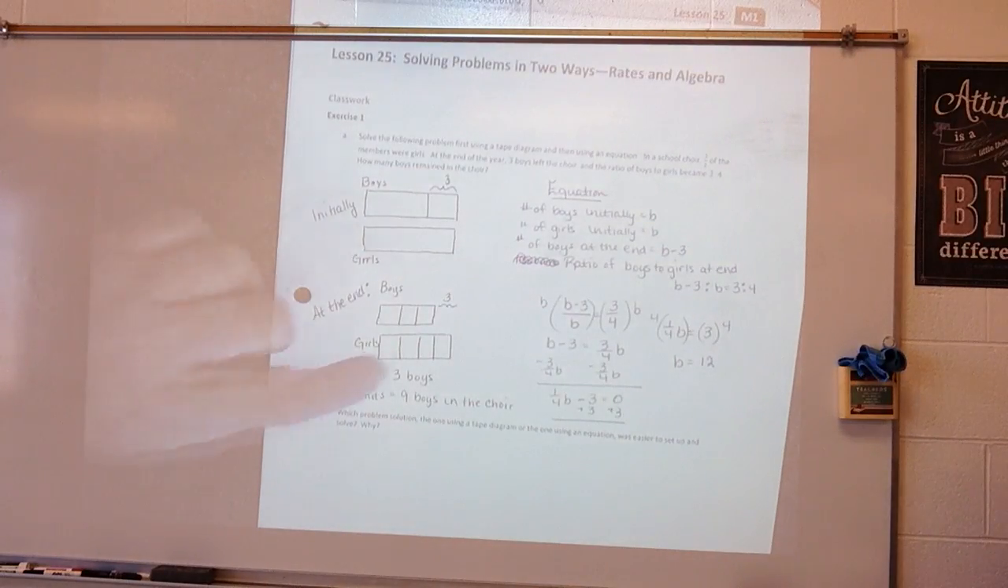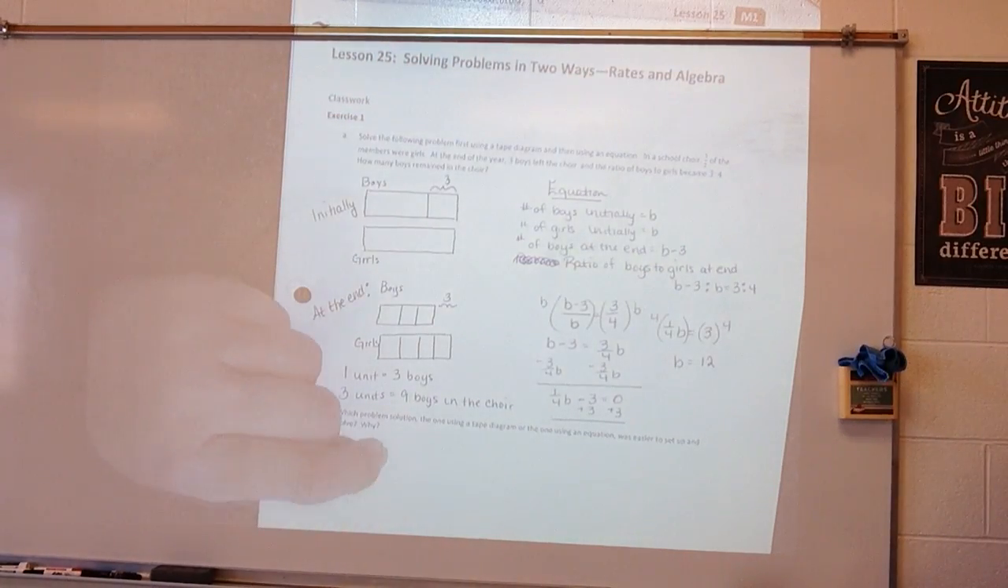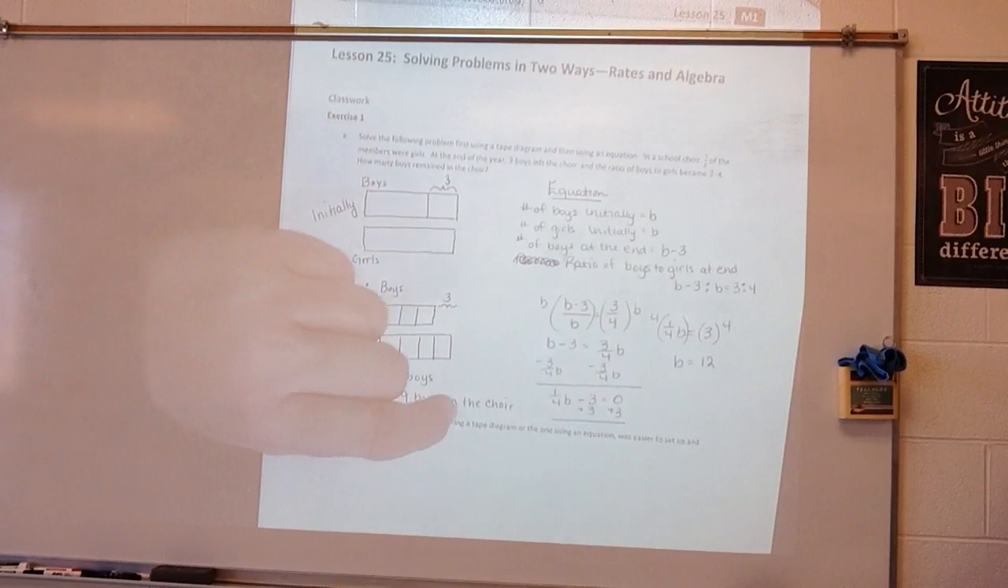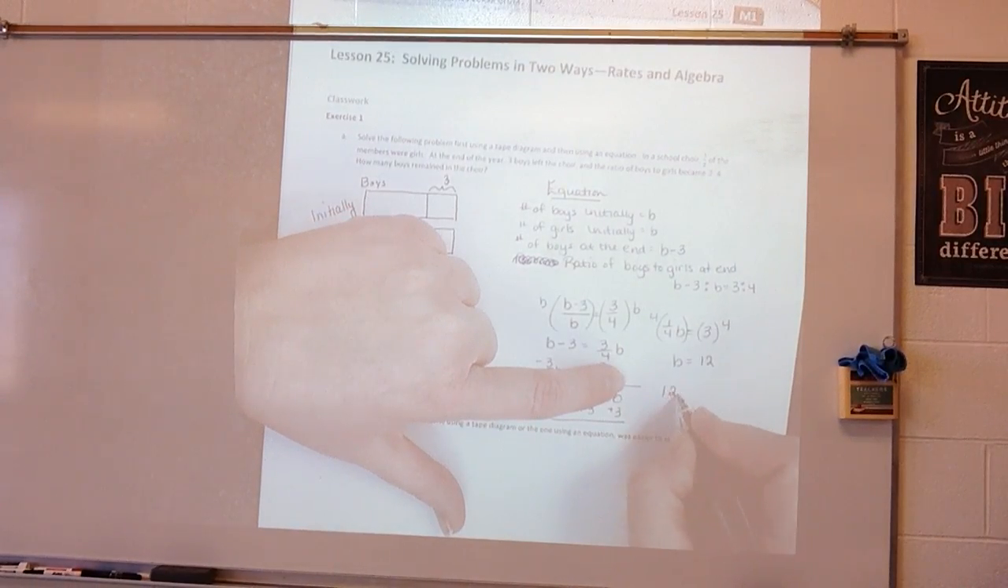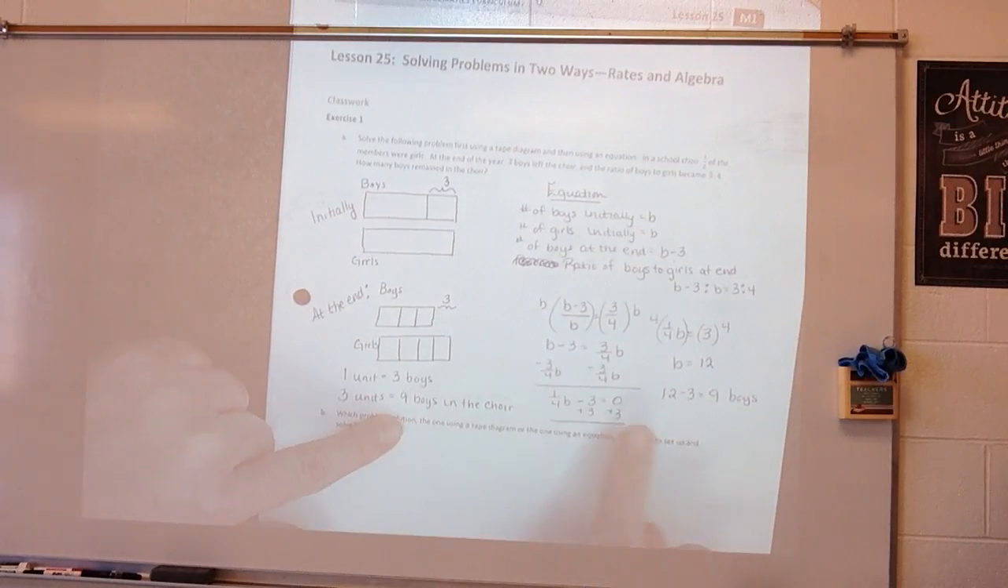Alright, so think about this, guys. B is the number of girls. So there were 12 girls, which means 12 minus 3 means there were 9 boys at the end. And I figured that out using my tape diagram.